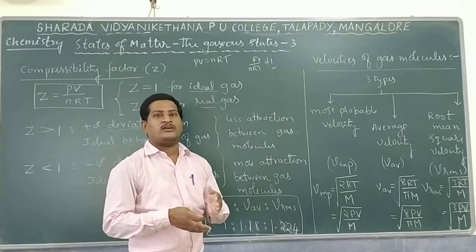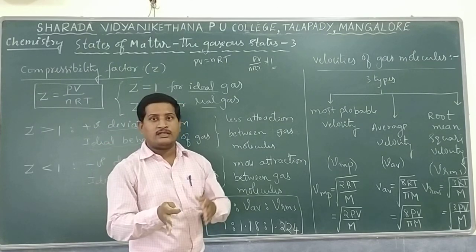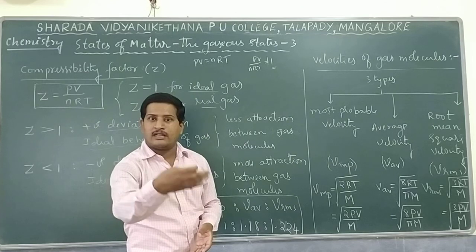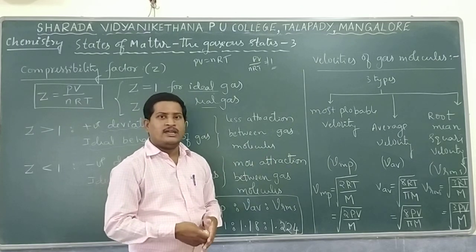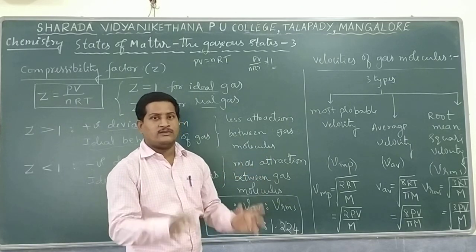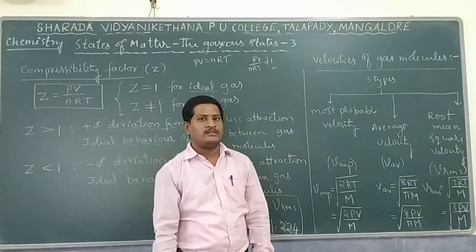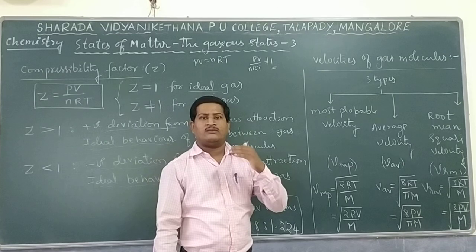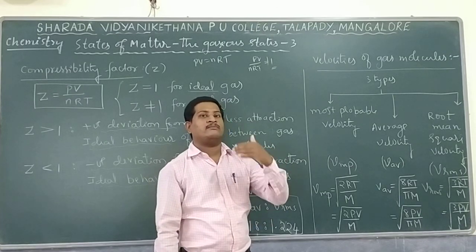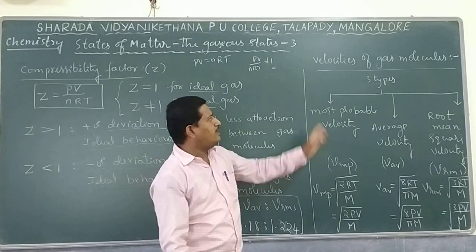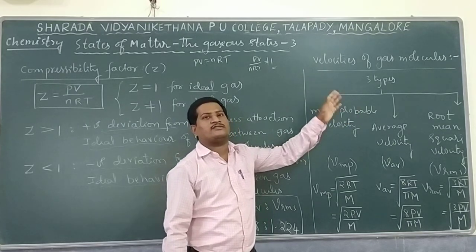Or the gas molecules present near the wall of the container go with one velocity, and those in the middle of the container go with another velocity. As a result, three varieties of velocity one can find. This is purely based on the theoretical part. Maxwell and Boltzmann are the scientists who worked on the behavior of gas molecules. In that, the term velocity of a gas molecule comes.